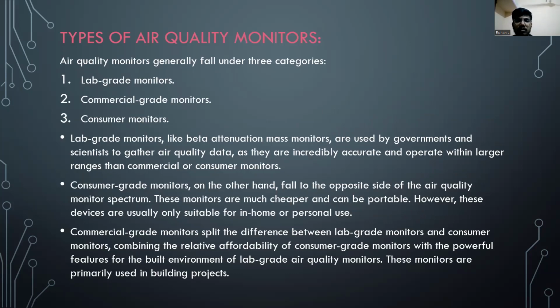Lab grade monitors are the most accurate ones, and they are much more expensive when compared to other types of monitors. These monitors are generally used by governments and research organizations to collect air quality data, as they are incredibly accurate. Consumer grade monitors are much cheaper compared to the lab grade monitors, as these monitors are used for in-house and personal use. Commercial grade monitors fall between lab grade and consumer grade monitors. These monitors are used by industries and for building products.